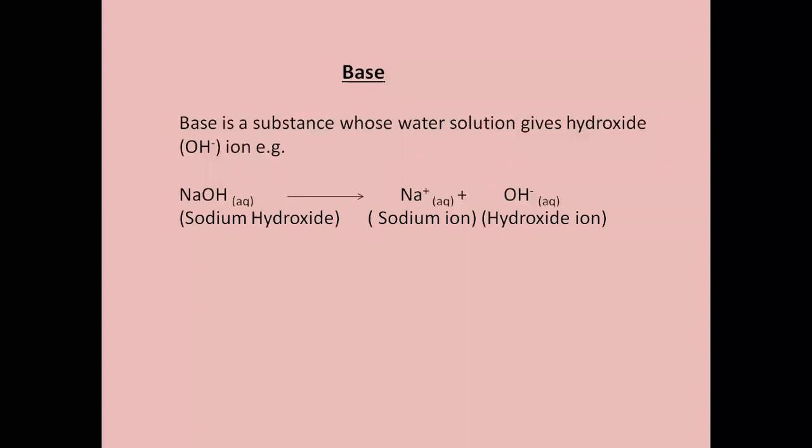So this is the second definition of base, that is a chemical definition. Come on, everyone, repeat. Base is a substance whose water solution, that means which when dissolved in water, gives us hydroxide ion, which is OH minus. And how will I write it? NaOH aqueous will give me Na plus and OH minus. Quickly, I want everyone to write this in your notebook, the definition of base along with the equation. Quickly do it, please.